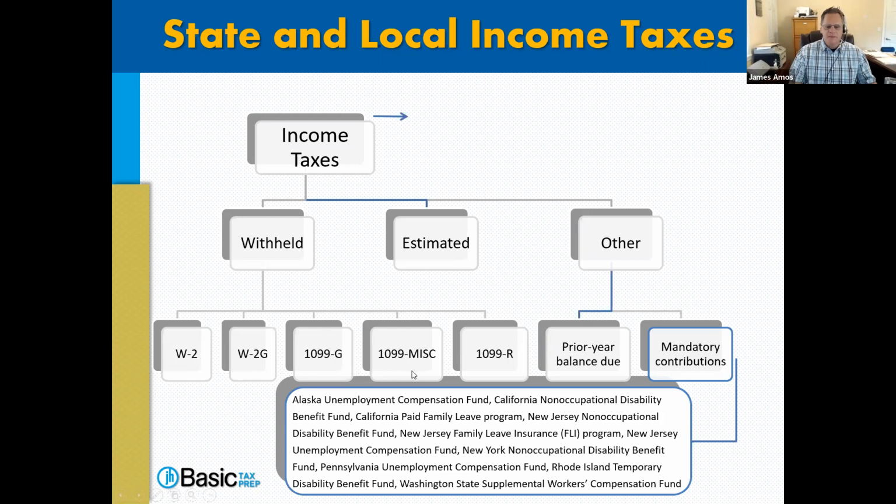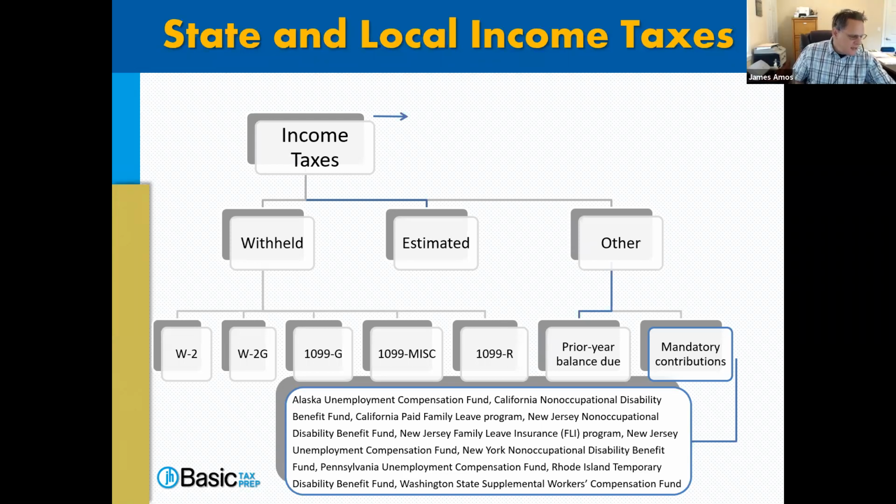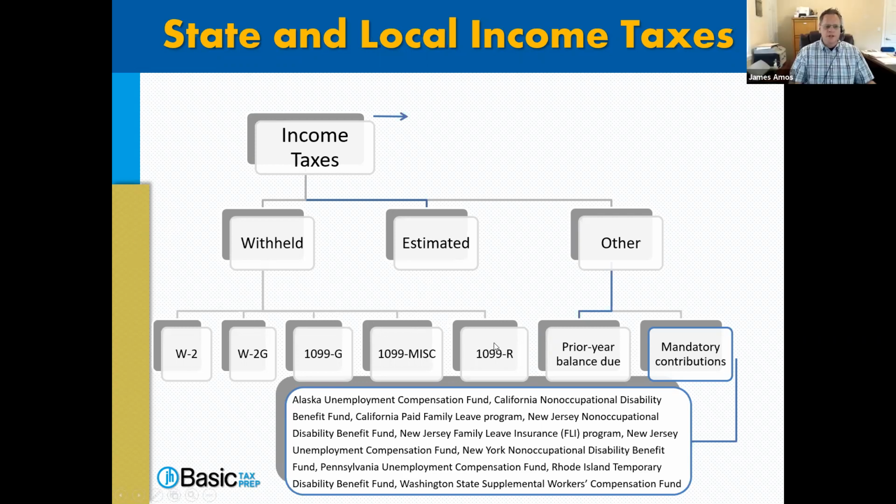1099-G. A 1099-MISC, 1099-R. Which of these 1099s has self-employment income on it? 1099-MISC. And which of the 1099s has retirement income on it? 1099-R. Perfect. Good job, guys. So you can potentially see withholdings in all of these. Now, estimated taxes, that's where you're sending the money directly to the IRS, so there will be no reporting. The only reporting is what you did when you sent that in.